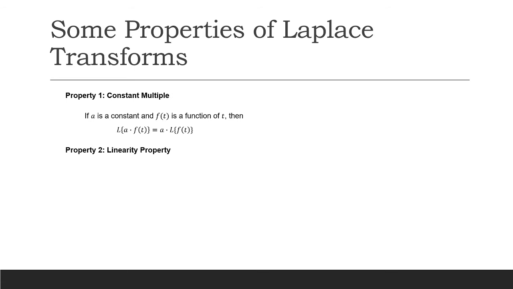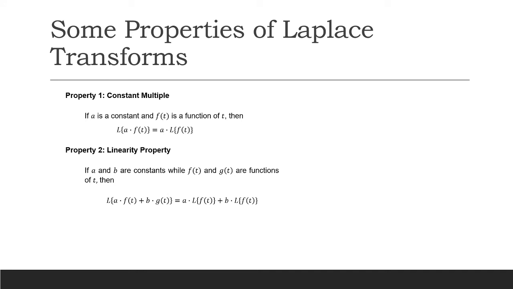Next, we have property 2, linearity property. So, if a and b are constants while f of t and g of t are functions of t, then pwede rin na i-apply natin siya dito. So, our Laplace, pwede natin siyang i-distribute, since, as mentioned earlier, linear operator yung Laplace transform natin. So, we have Laplace ng a times f of t plus b times g of t can be distributed yung operator natin to a times Laplace ng f of t plus b Laplace ng g of t. Sorry, g of t.